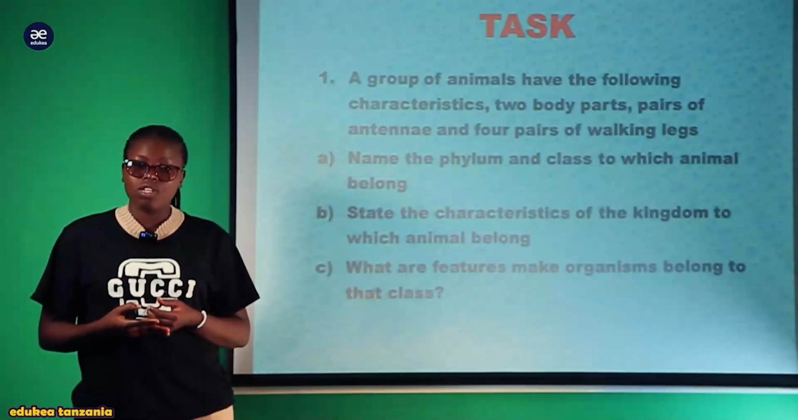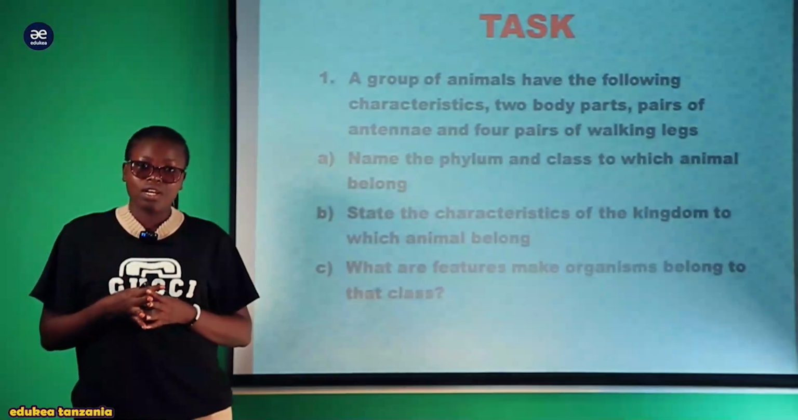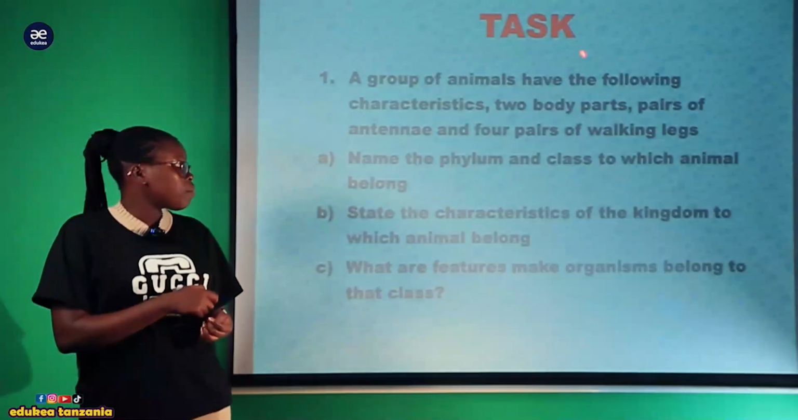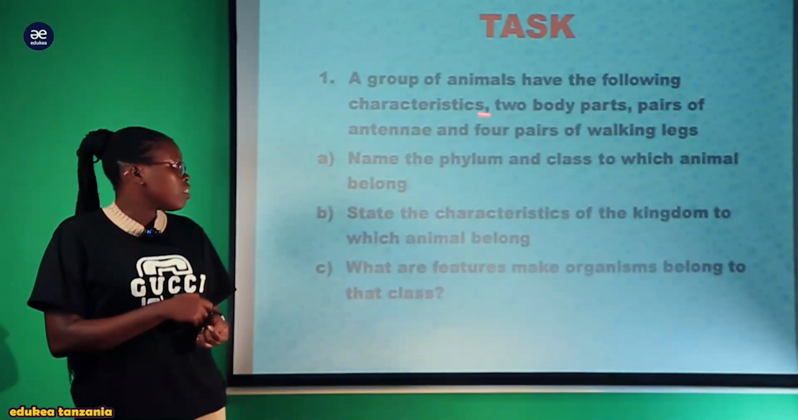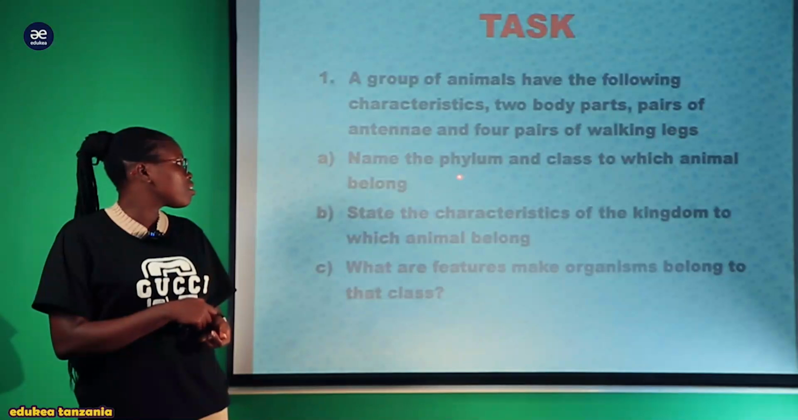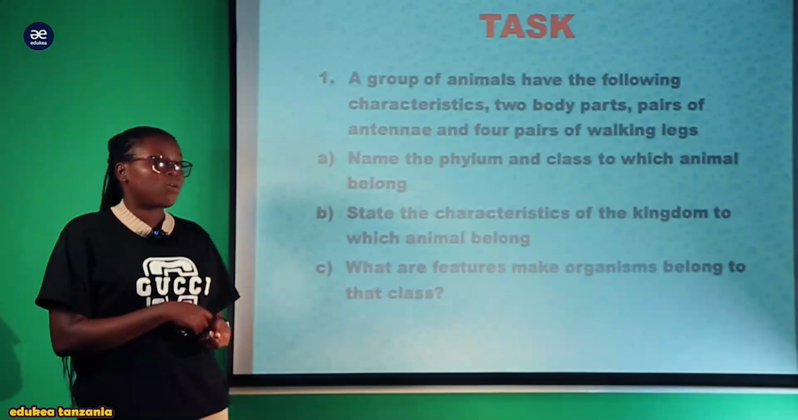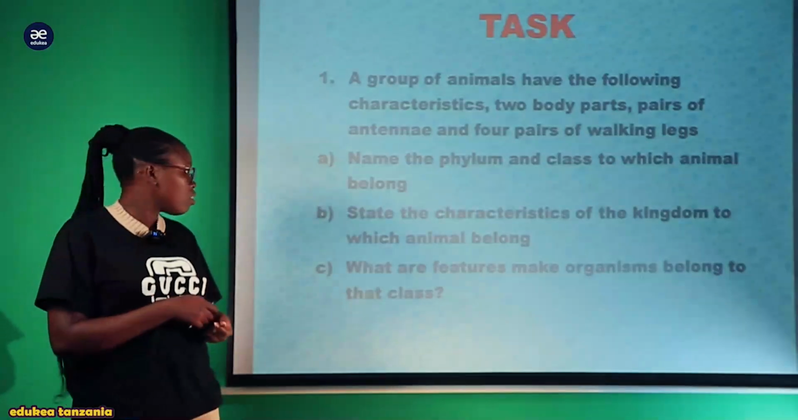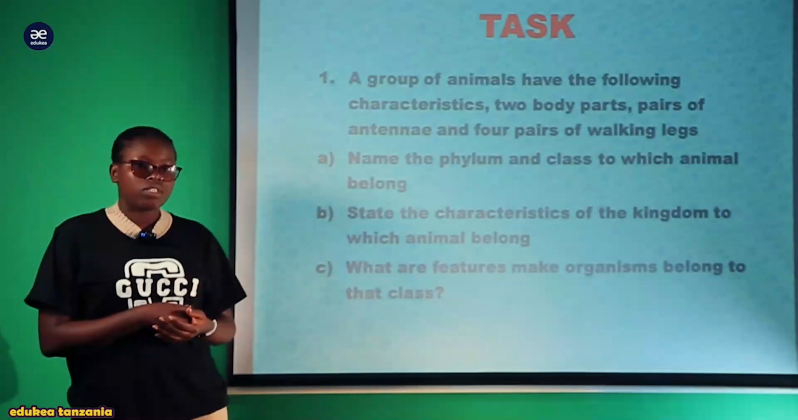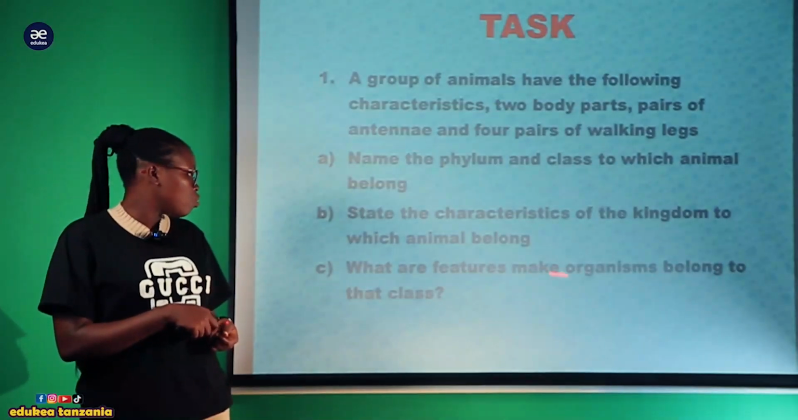Please, you have to take a look through it. It is a very comprehensive question. You have to look at it very carefully so that you can tackle the question very nicely. So, my question is, a group of animals have the following characteristics: two body parts, two pairs of antennae, and 4 pairs of forking legs. The question is, name the phylum and the class to which the animals belong. The second question, Roman B, state the characteristics of the kingdom to which the animal belongs. And the last question is, what are the features that make an organism belong to that class?